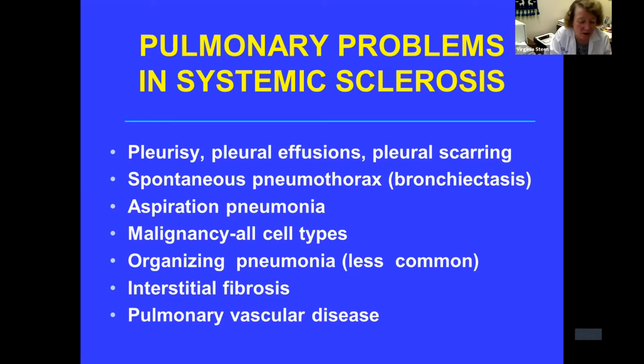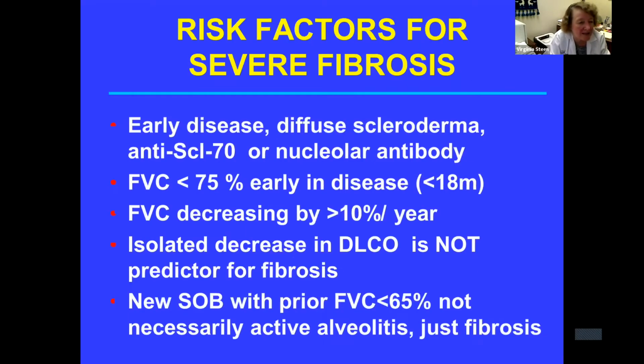So the main two entities that we deal with are interstitial fibrosis and pulmonary vascular disease. And part of the role of the rheumatologists, and particularly those of us in scleroderma, is to try to identify as early as we can the risk factors for those that are going to get severe fibrosis. Most commonly it happens early in the disease, more commonly in diffuse than limited, but importantly the antibody is really the best predictor, the SCL-70 and the nucleolar antibody.